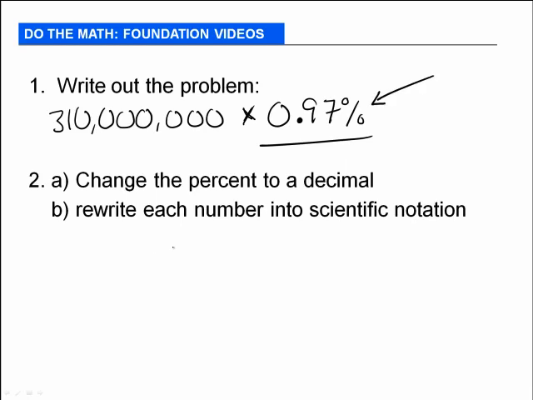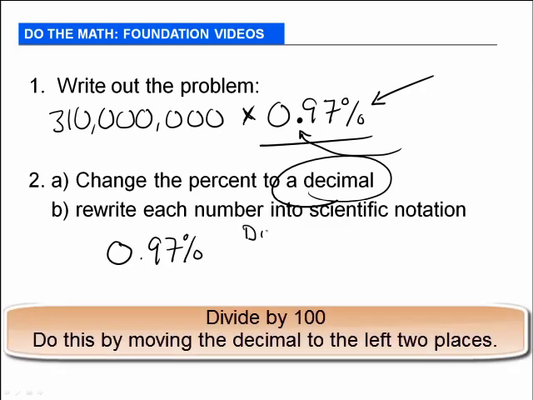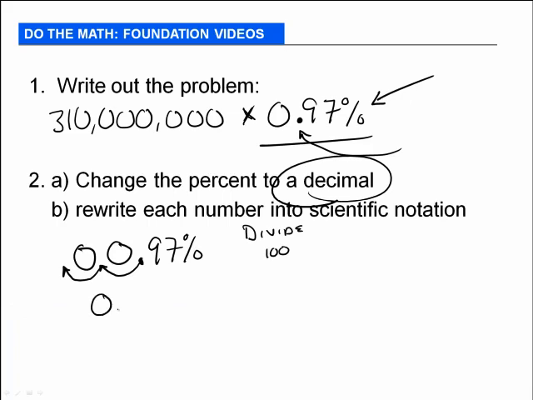Now this seems easy, you multiply these two numbers together, but this is in a percentage, and when it's in a percentage, you have to convert it to a decimal. Now you might say, oh, hey, it's already a decimal, but if you see a percent, you have to move the decimal over 2 places. So if I've got 0.97%, you're going to divide it by 100. To divide by 100, you take this decimal and move it over 2 places to the left. So 1, 2. So you can put another 0 there. So that's 0.0097. And we want to still multiply that by 310 million.